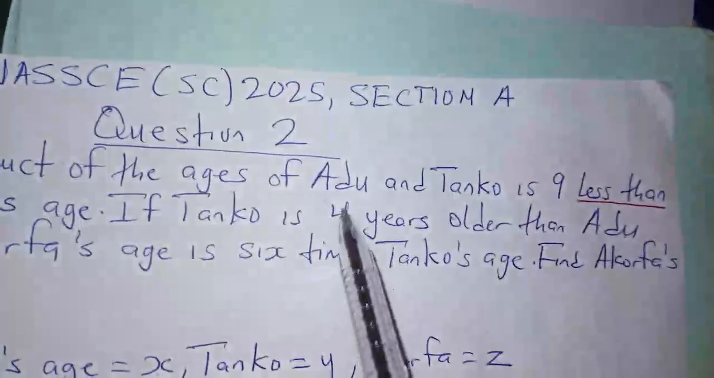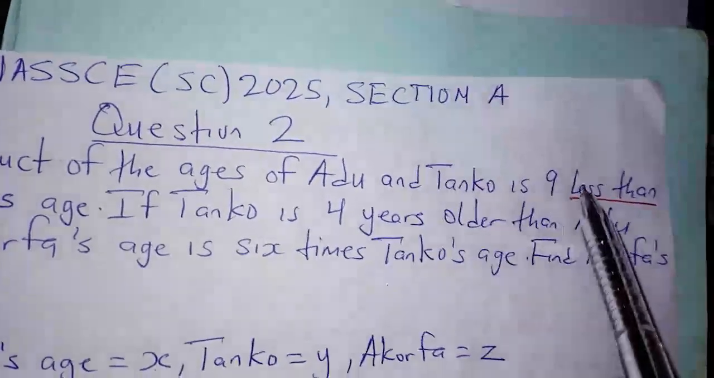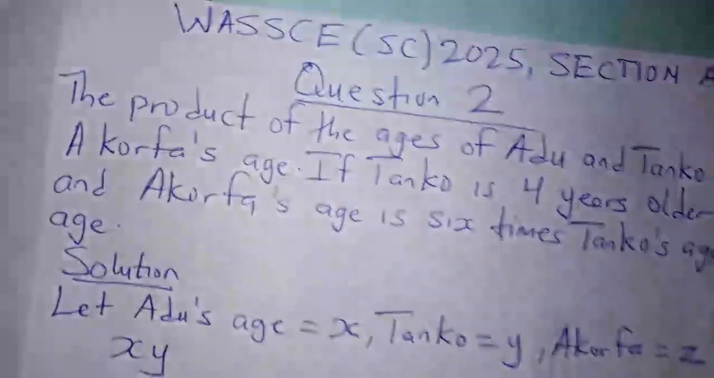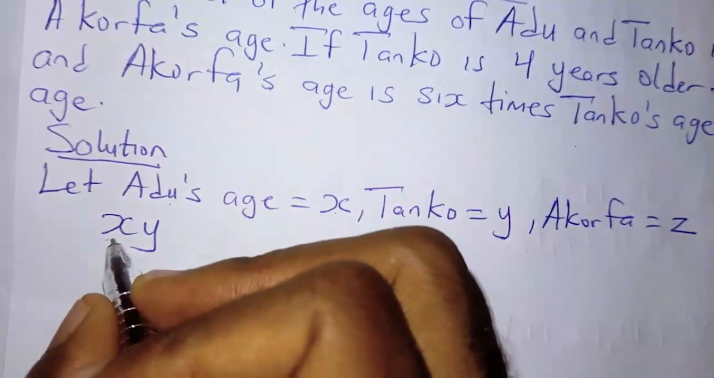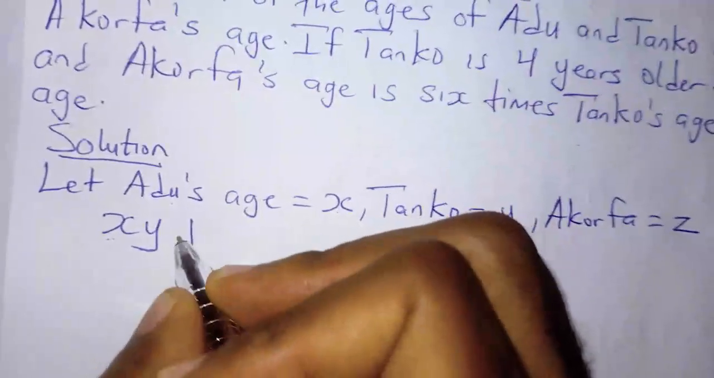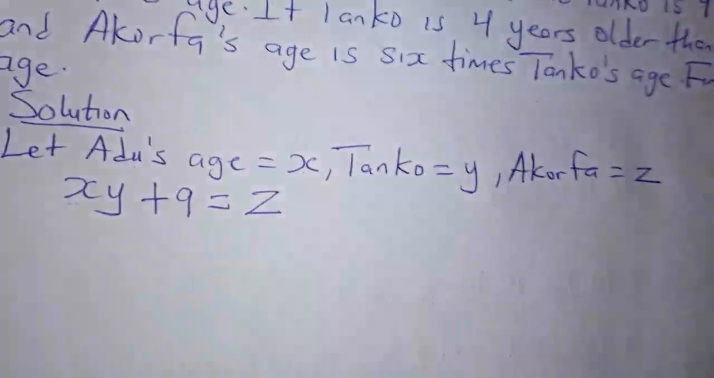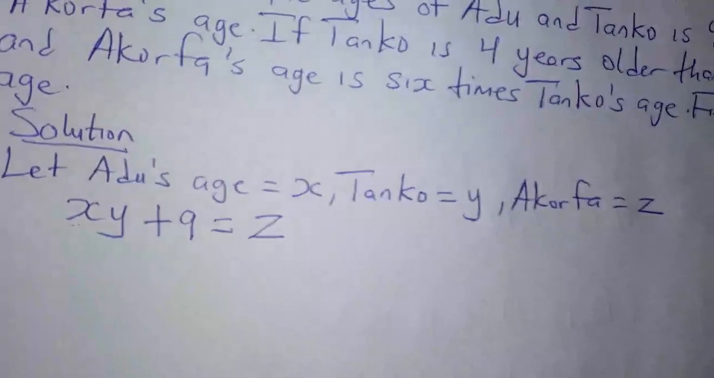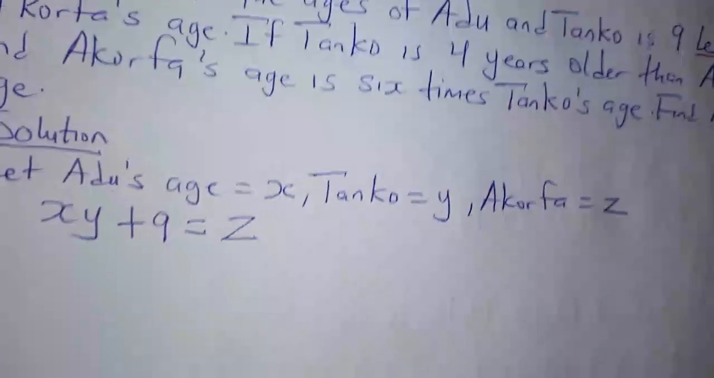Now, they said the product of the ages, the product of x and y is 9 less than Akufa's age, which is z. So it means when you have xy plus 9 will give you z. So this can be interpreted in different ways. Someone might say z minus xy equals 9. It still means the same thing.